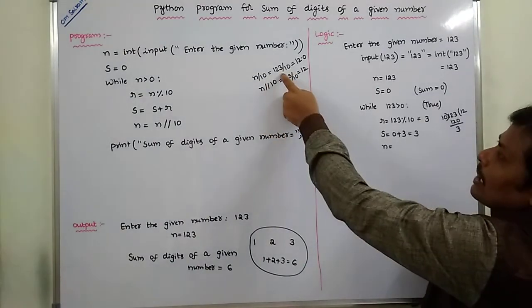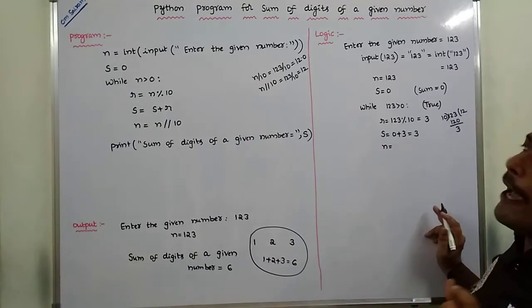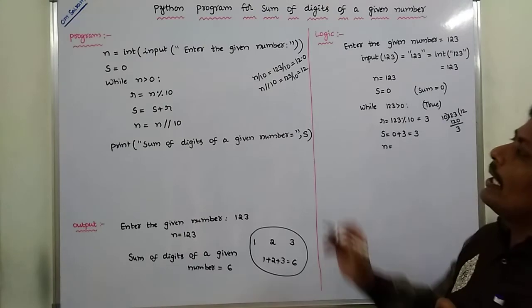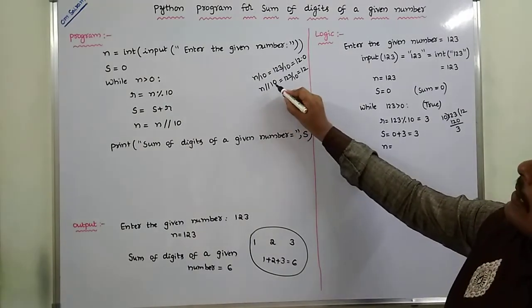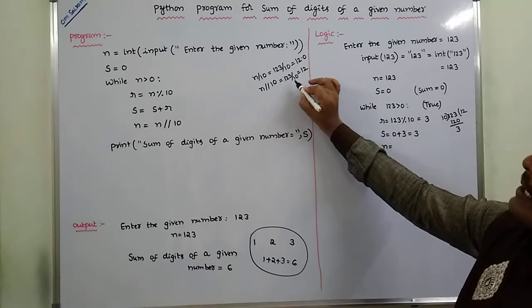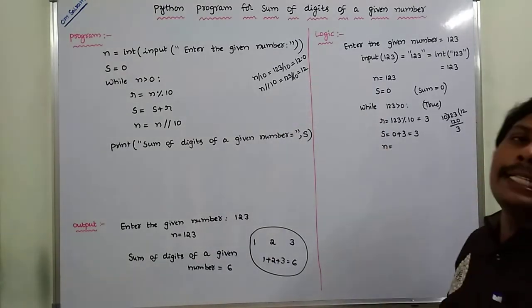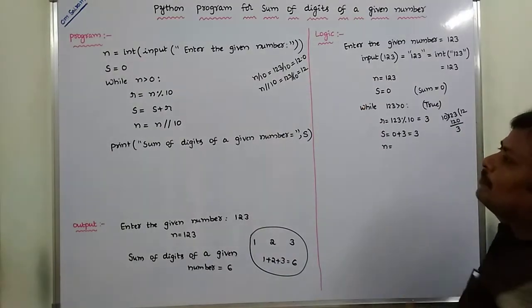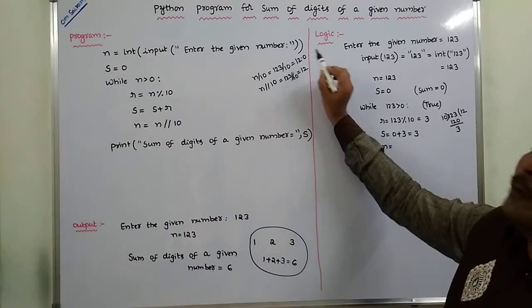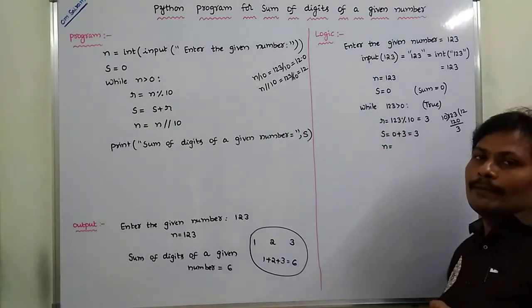Okay, integer by integer divides, then we are getting integer value, but it returns 12.0. Okay, here in this case n / 10 is equal to 123 / 10. It returns only integer value, that is 12. So it returns the float value, it returns the integer value. That is the difference. Okay.